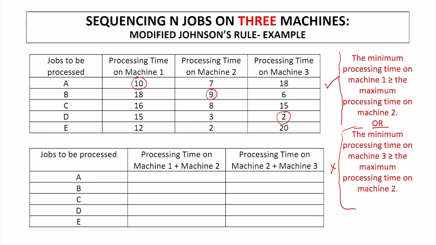So, once we check that yes, we can apply the modified Johnson's rule, we convert the case of n jobs and 3 machines into n jobs and 2 machines, because we have the algorithm available only for the 2 machine case. So, we will convert the given situation into a 2 machine case. For example, this is machine 1 2 and this is machine 2 3. We have given another name to the combined machine 2 3. Here we will write the time of machine 1 plus machine 2.